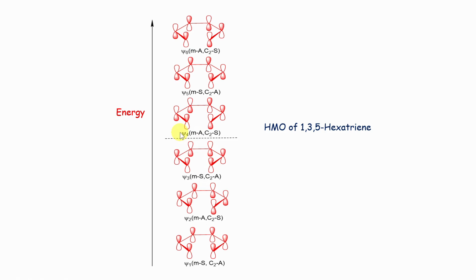Psi 3 is symmetric with respect to the mirror plane while anti-symmetric with respect to the C2 axis. The anti-bonding psi 4 molecular orbital, 4 is an even number, so it is anti-symmetric with respect to the mirror plane and symmetric with respect to the C2 axis. Psi 5 is an odd number, symmetric with respect to the mirror plane and anti-symmetric with respect to the C2 axis. Similarly, psi 6 is anti-symmetric with respect to the mirror plane and symmetric with respect to the C2 axis. This much about the construction of Huckel molecular orbitals of linear conjugated systems.